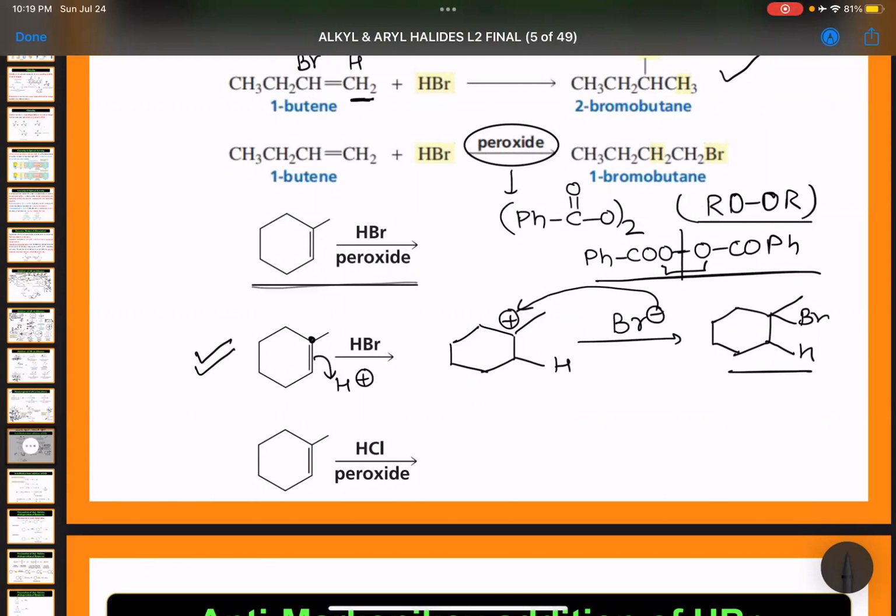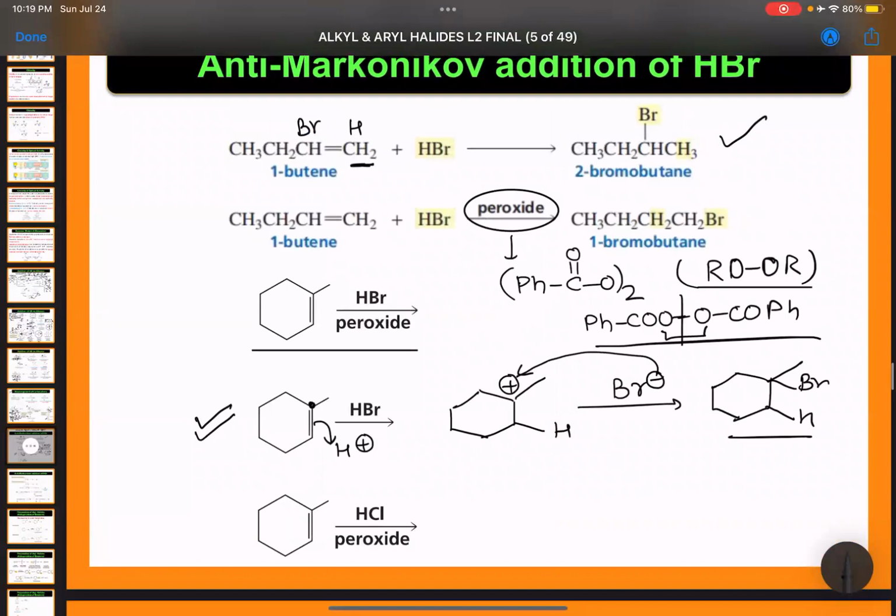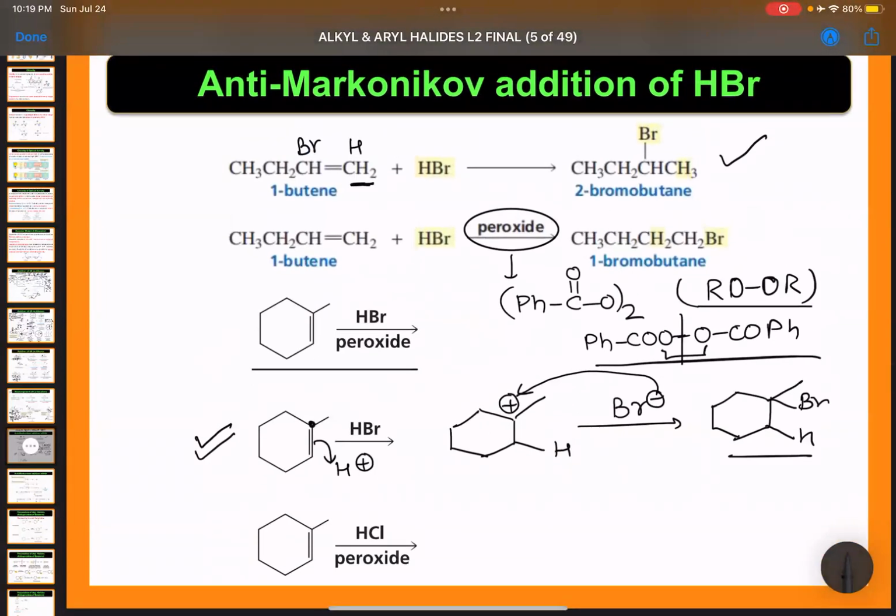But if you take peroxide along with HBr, the mechanism changes. There is a change in mechanism because of the presence of peroxide, whereas earlier this was an electrophilic addition reaction. Peroxide changes the way in which the HBr breaks. In the presence of peroxide, it breaks as radicals. Radicals are species having one unpaired electron. So this is not an electrophilic addition reaction. This is a free radical addition reaction.